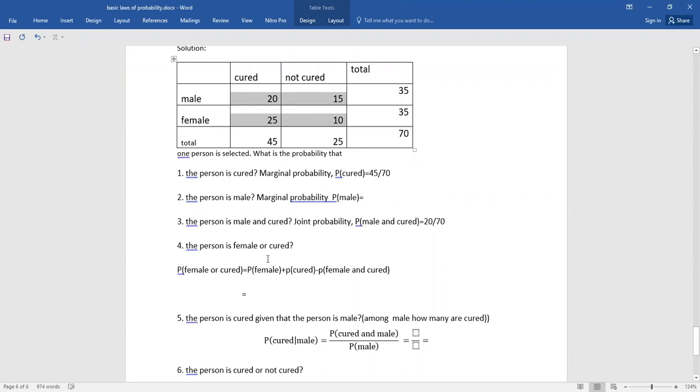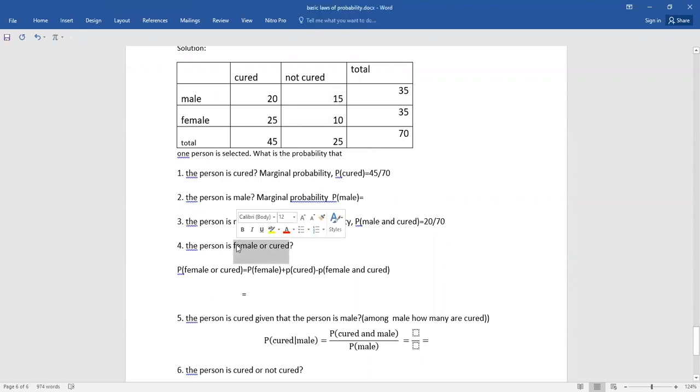Now question number 4, the person is female or cured. So this is the addition law. When there is an or, the selected person may be female or cured. How can we do it? We have to use the addition law. Or means probability of A or B: probability of female or cure equals probability of female plus probability of cure minus probability of female and cure.